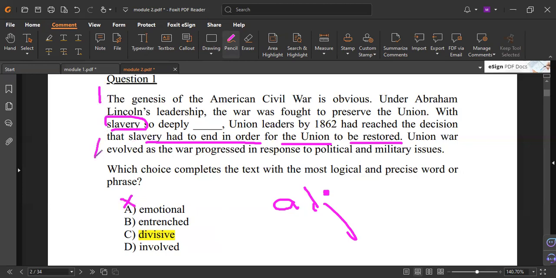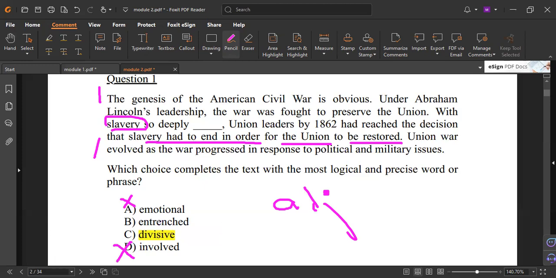Remember, I read before and after to help me, but we focus on the sentence of the question. Yes or no? Yes, it is. Now, slavery is involved. If we make the slavery involved, that means we are still in war. But he said that he reached the decision to end the slavery. How can we make slavery involved? It's opposite. Involved means we have slavery. So this is opposite, so this is wrong.